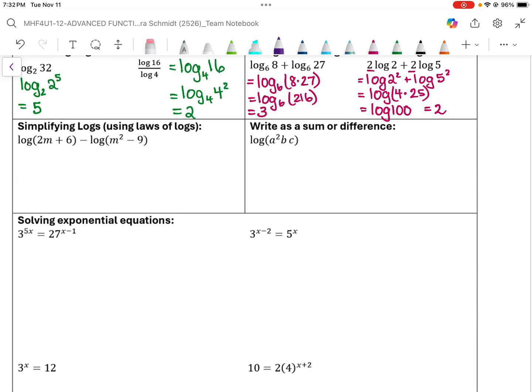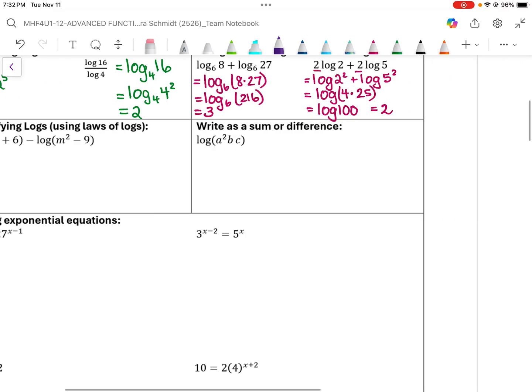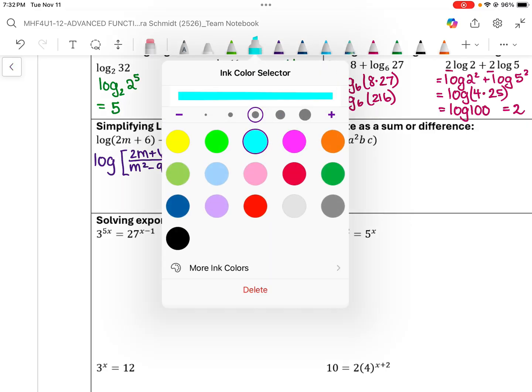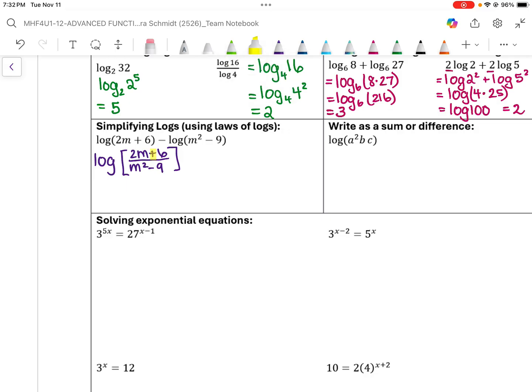Simplifying logs. So I can use laws of logs, and I want to rewrite this using 1 logarithm, not 2 logarithms. Since this is a subtraction question, I'm going to write these as a quotient. So I'm going to have 2m plus 6 divided by m squared minus 9. And then you always want to make sure the argument, this part is called the argument, is simplified fully as well.